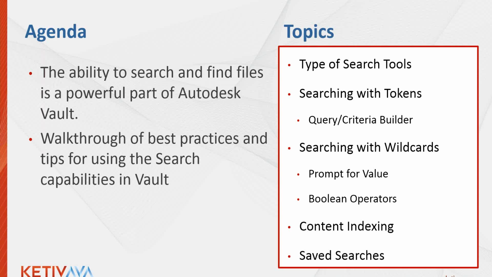So our topics are the type of searches, searching with tokens, and we'll talk about what those are, the criteria and query builder, searching with wildcards, and how that differs from tokens. And there's a prompt for value and Boolean operators underneath that. And then content indexing, the ability to actually search inside documents. So if you have text in a PDF, you can actually search on that. And then finally, saved searches to save yourself some time. You can set up project searches, folder searches, and things like that.